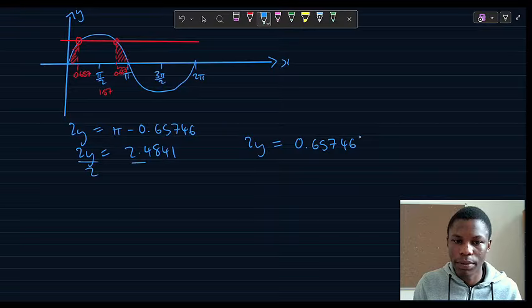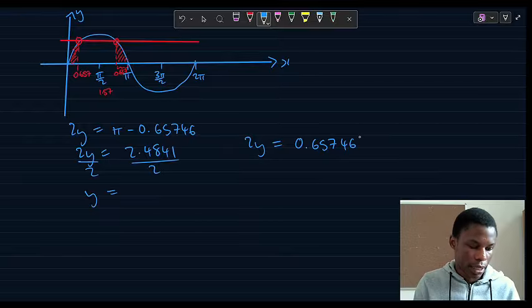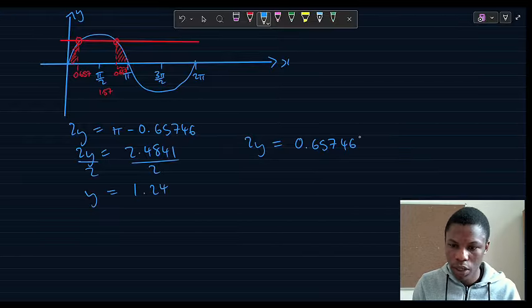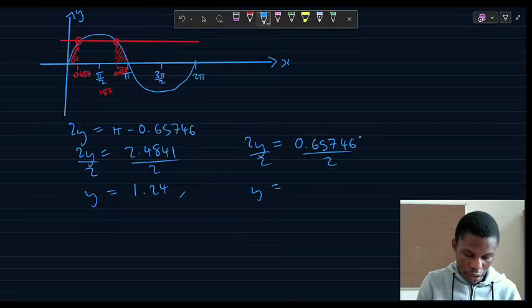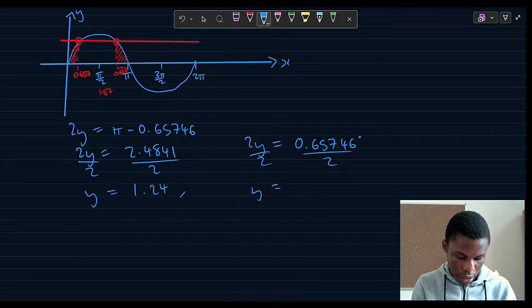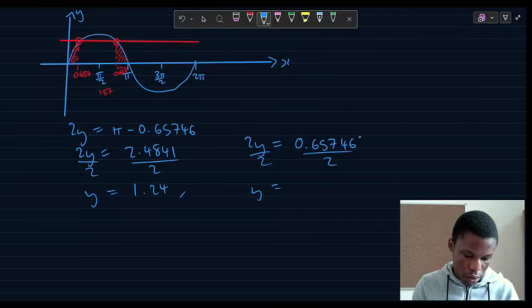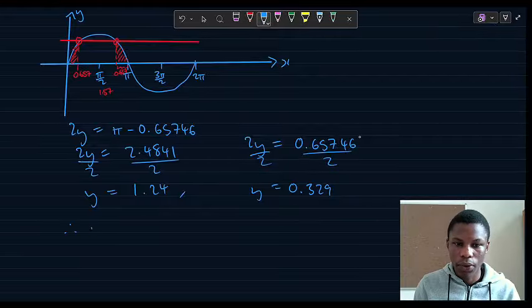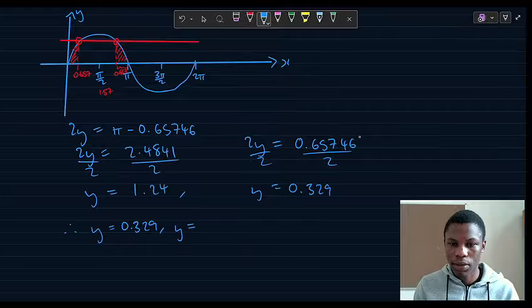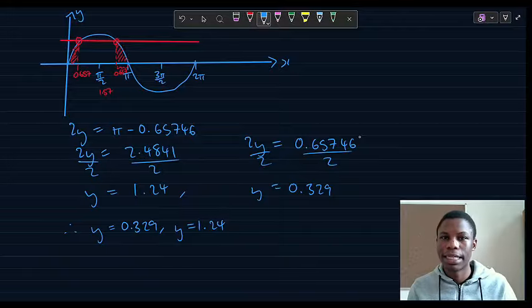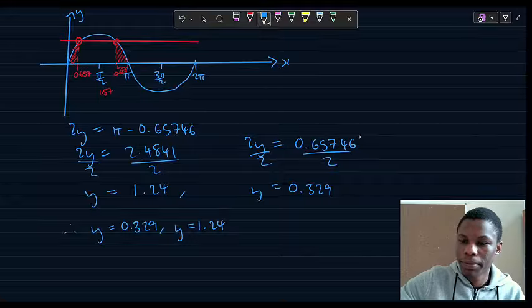So now we can divide by 2. So I've got y is equal to, divide that by 2, you get 1.24, if we're doing 3 significant figures. Divide this by 2: y is equal to 0.65746 divided by 2. That's 0.329. And so therefore, y is either 0.329 or y is 1.24. And that is the final answer.